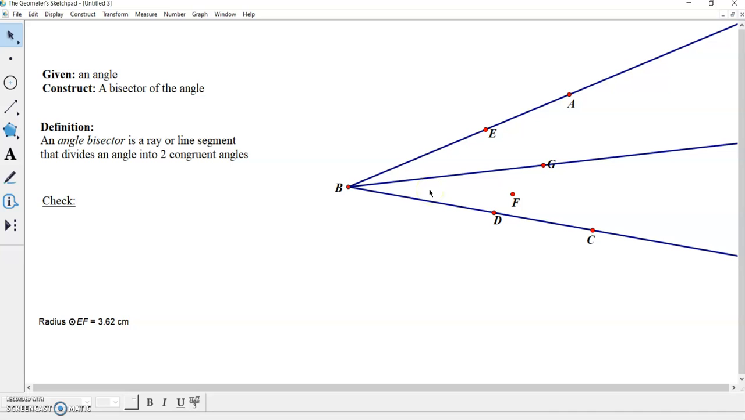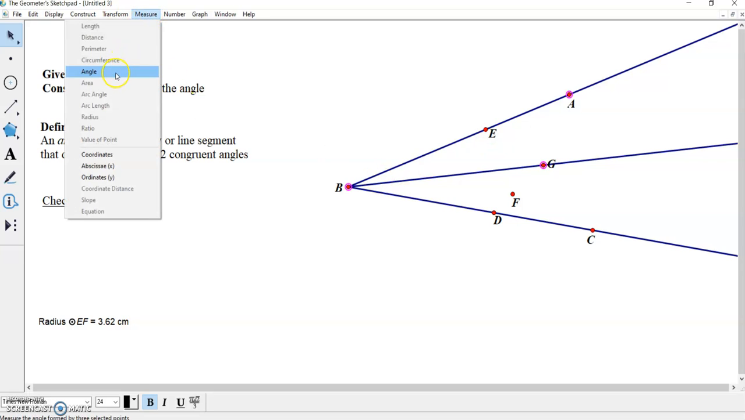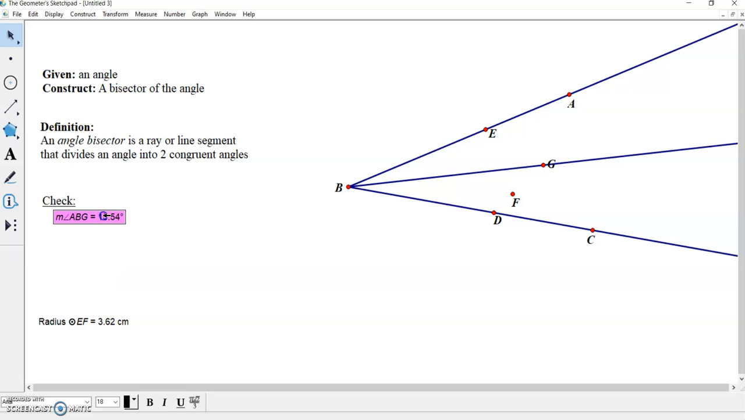Now, don't take my word for it. Let's go ahead and check and see if these two smaller angles are congruent to one another. So I'm going to measure angle ABG: come up to Measure, click Angle, and that measure of angle ABG is 15.54 degrees. Now I'm going to measure angle CBG: click Measure, Angle, and sure enough, that is equivalent to the second angle that makes up the bigger angle ABC.